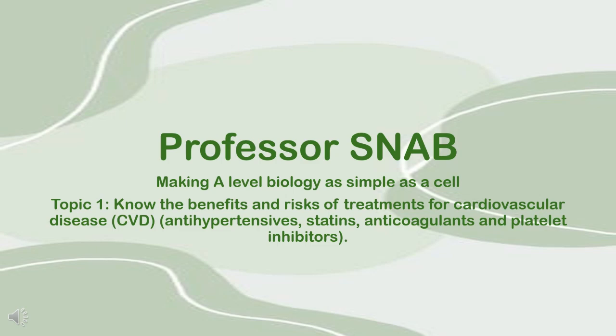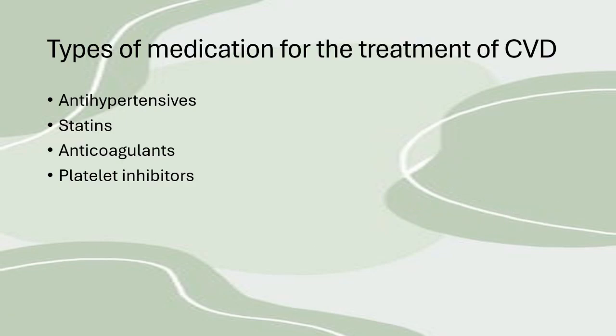So today we are looking at knowing the benefits and risks of treatments for cardiovascular disease, and these include antihypertensives, statins, anticoagulants, and platelet inhibitors. The types of medication we have for treatments of CVD are antihypertensives, statins, anticoagulants, and platelet inhibitors. And these are the four you need to know for A-level biology.